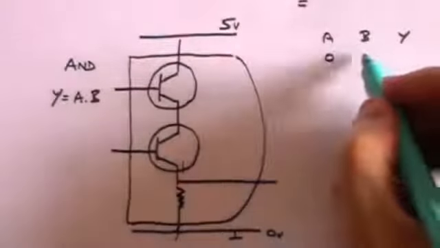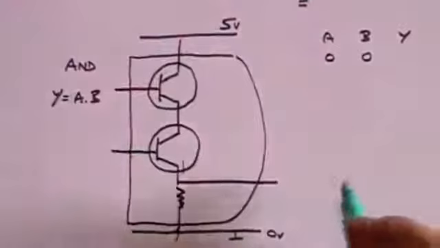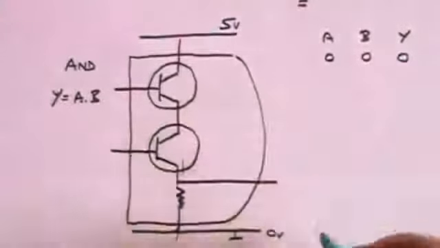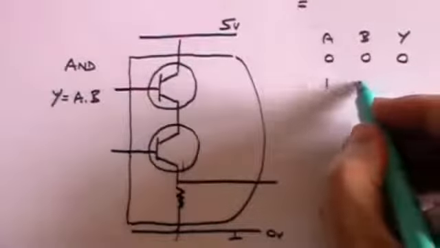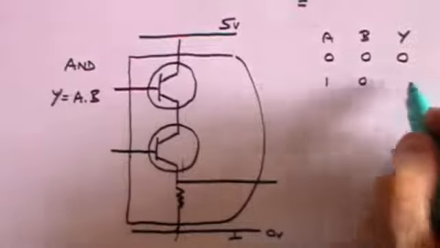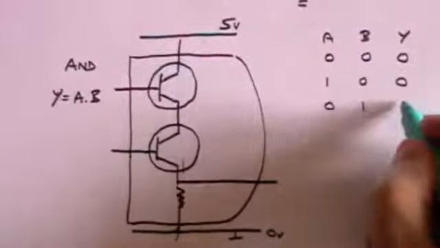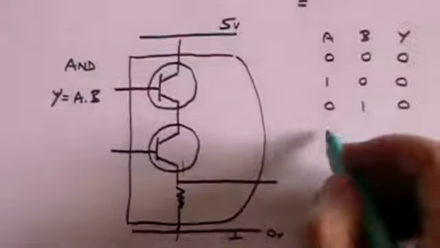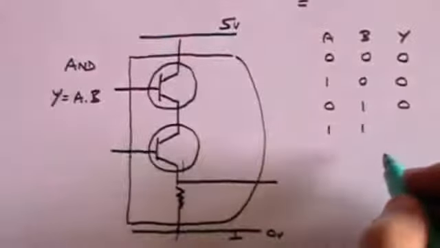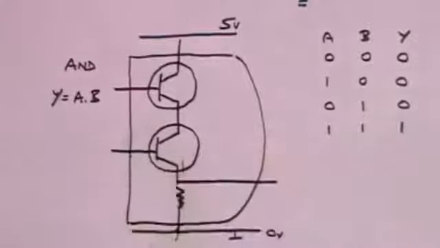If the inputs are both 0, the output is 0. If one of them has a positive voltage and the other doesn't, the output is still 0. If it's the other way round, the output's still 0. It's only if both A and B have positive voltages that you will get a positive voltage out.